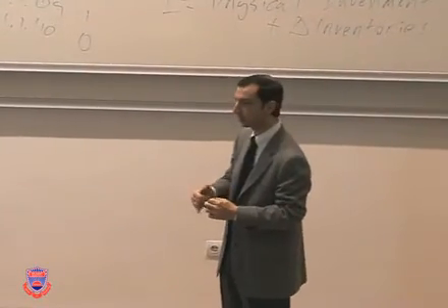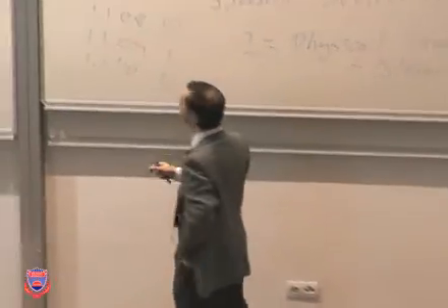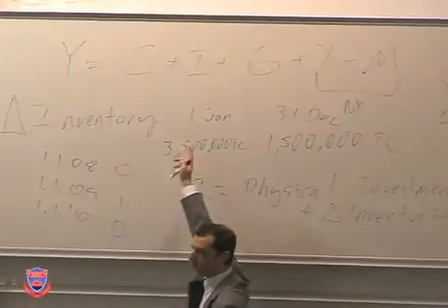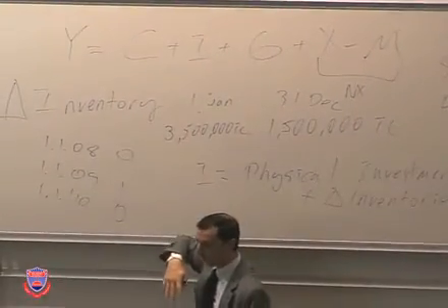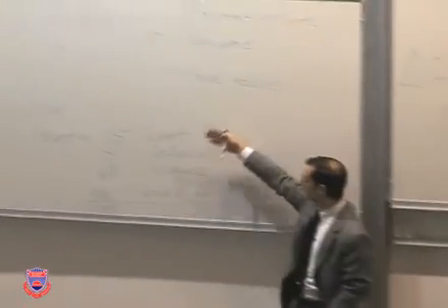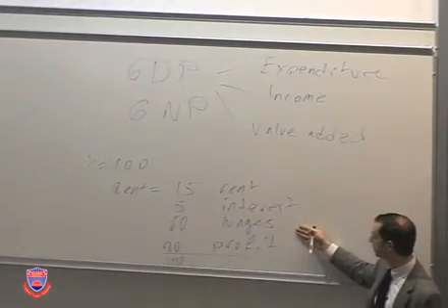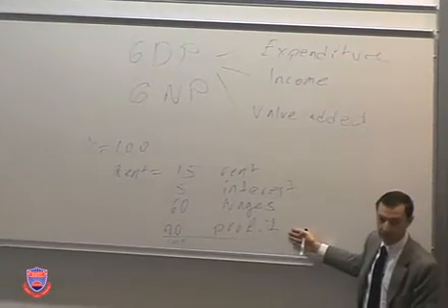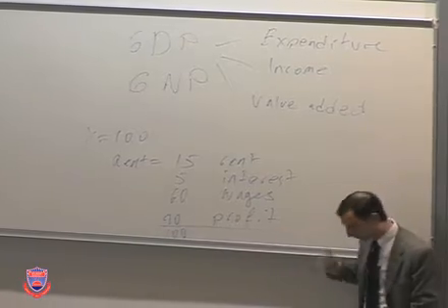You go out and ask people, or try to come up with a measure of how much did you consume, how much did you invest, and so on. You add those up. Okay? Then you go and ask, what was the rent income? What was the interest income? What was the wage income? What was the profit income? You add those up. Okay?